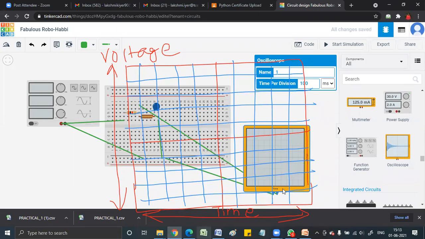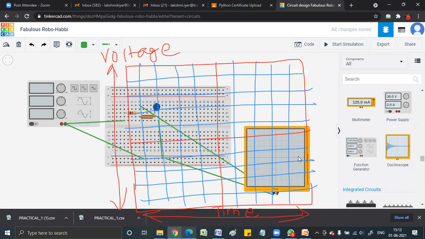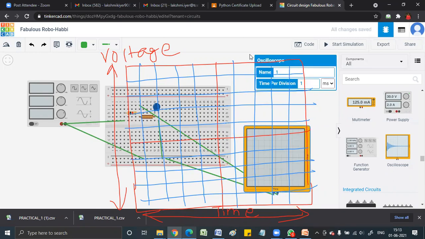So when you start the simulation, it will show you some voltage. Let me start, and I'll tell you what this is. I keep the time per division, for example, at 1 millisecond. Time per division is 1 millisecond I've set. You can see time per division is 1 millisecond, and I start the simulation. I'm able to see a waveform.